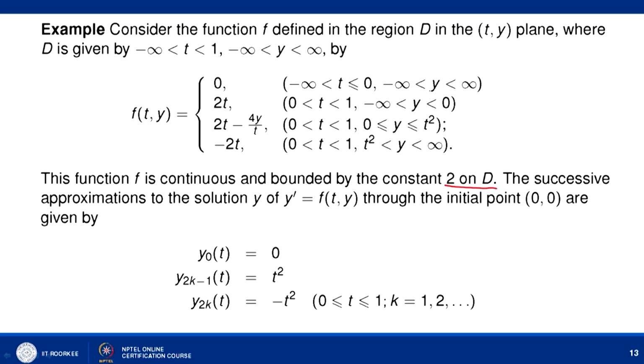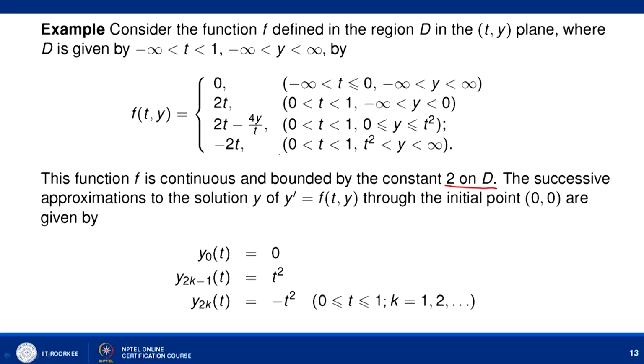To see that it is continuous, you just look at the function f(t, y), and you can see that if we move from the right-hand side to the left-hand side, you will get the same value. So it is a continuous function and it is bounded by 2 on the domain D.